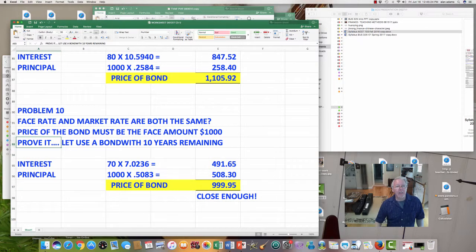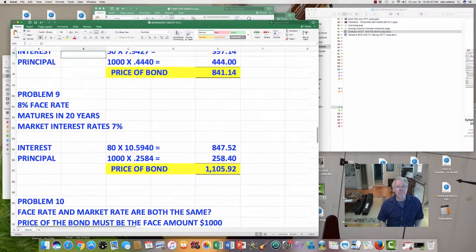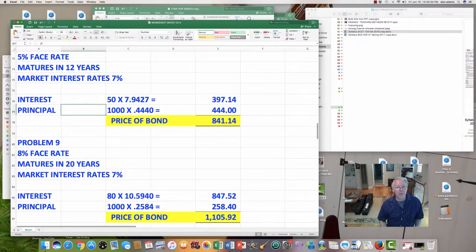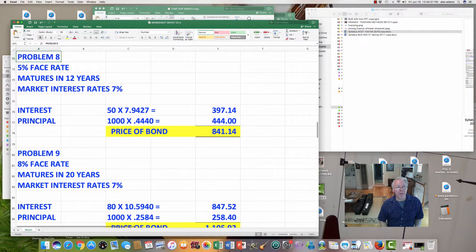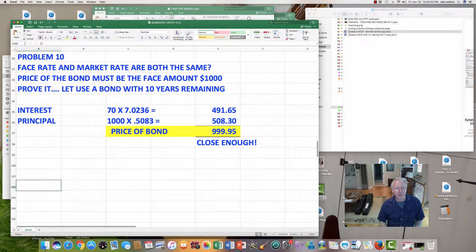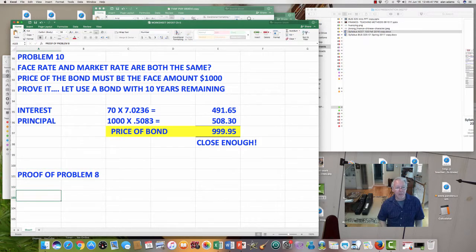All right, very good. Let me see, is there anything else I want to do? I think what I'll do is I'm going to try to do a fast proof for you. Let's take this bond right here. Proof of problem 8. The first thing I'm going to do is I'm going to put the year. I'm going to put the amount of interest, the amount of the payment.